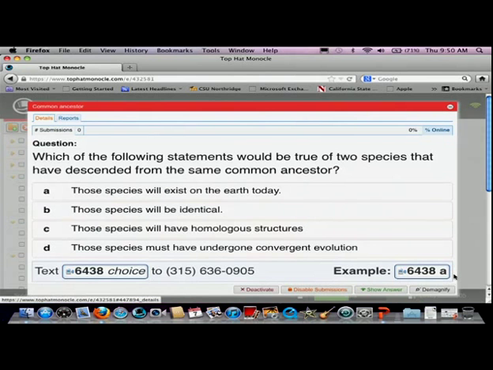All right, let's look at this question. Which of the following statements would be true of two different species that have descended from the same common ancestor? At some point they were in the same tree. Oh, we didn't even talk about one of these. So which one of these would be true if you have a common ancestor?